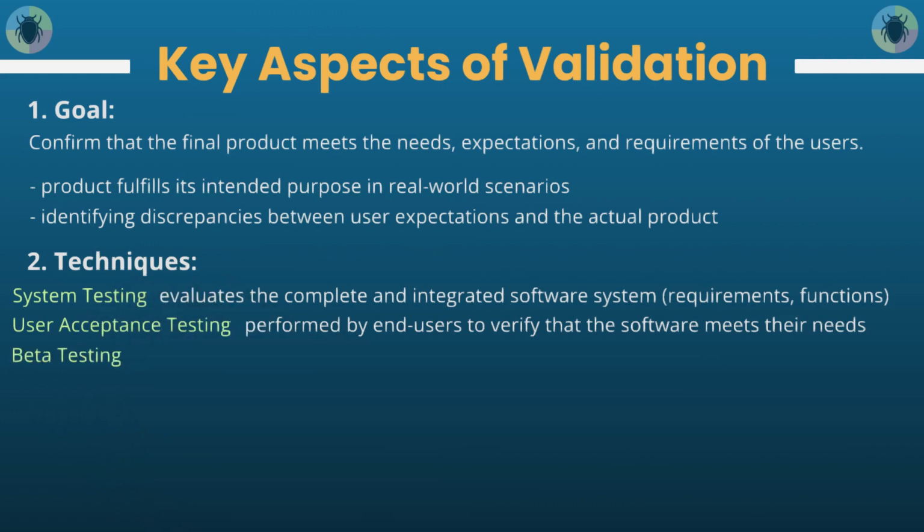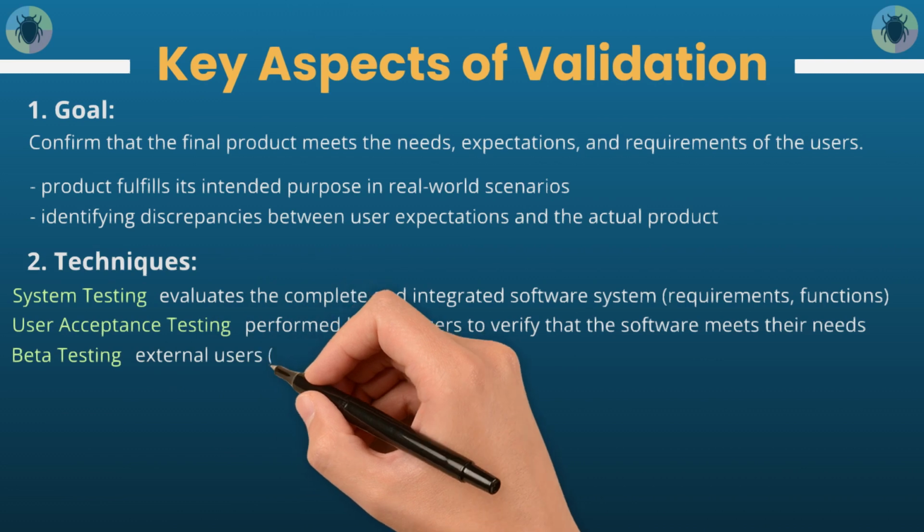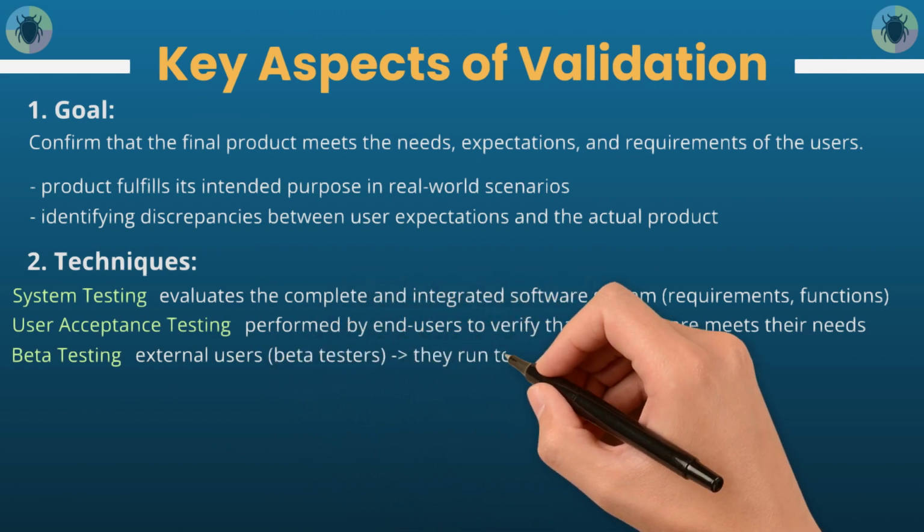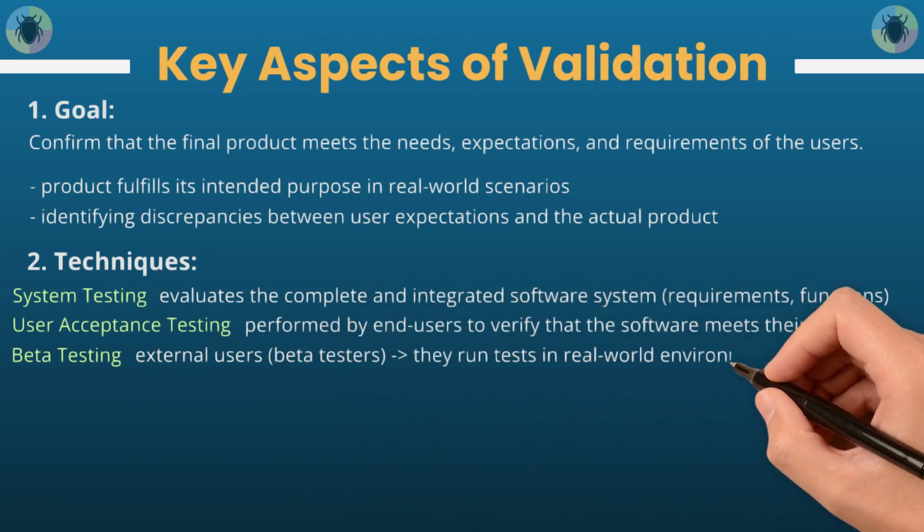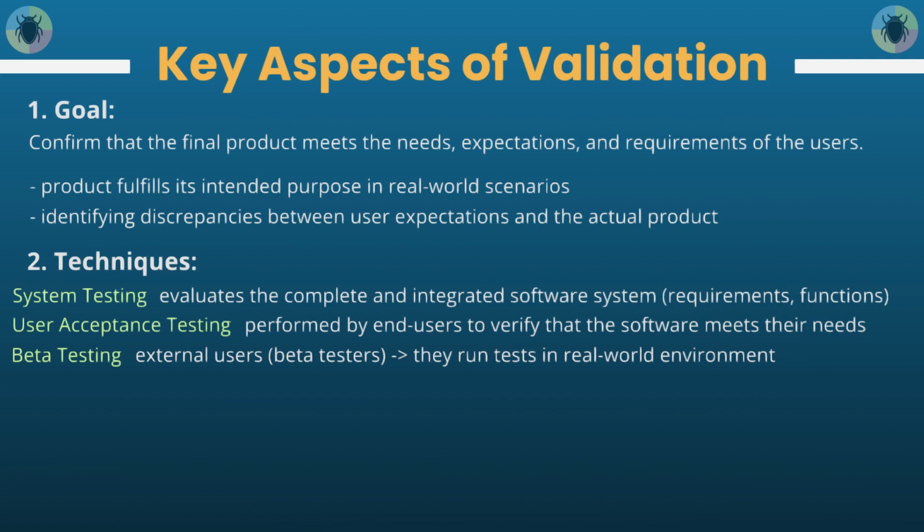Beta testing. In beta testing, a version of the software is released to a select group of external users, beta testers, who use the product in a real-world environment. This stage helps in uncovering issues that may not have been identified during earlier testing phases and provides insights into how the product performs under actual usage conditions.